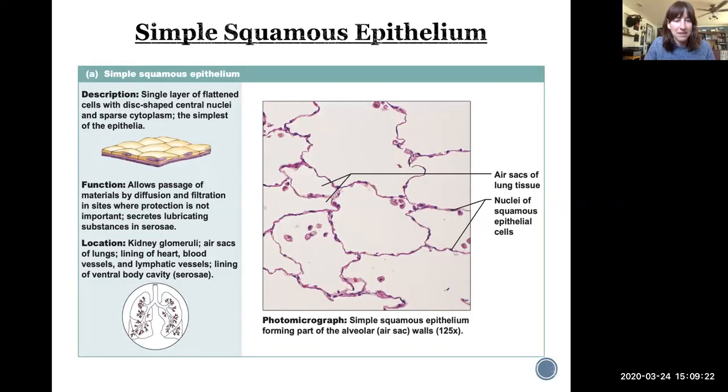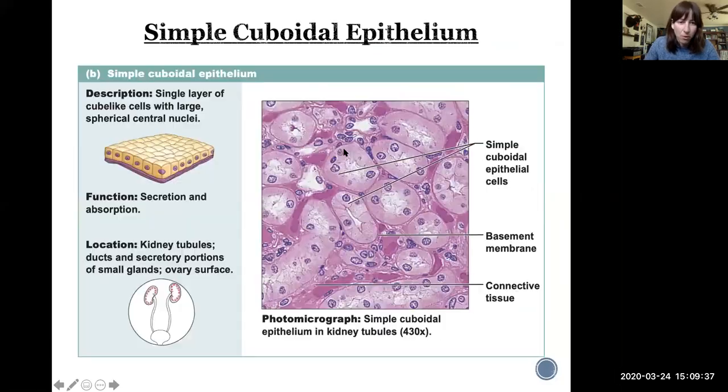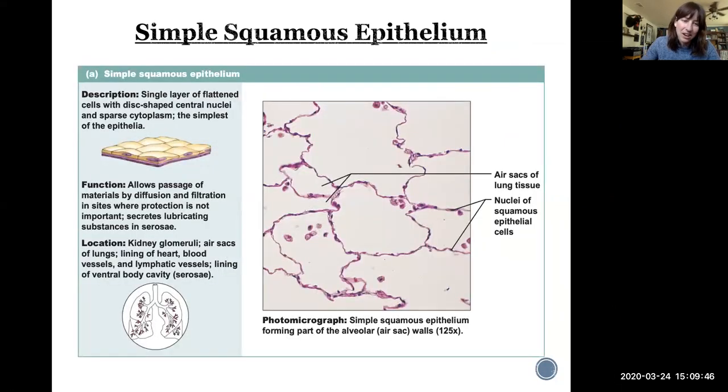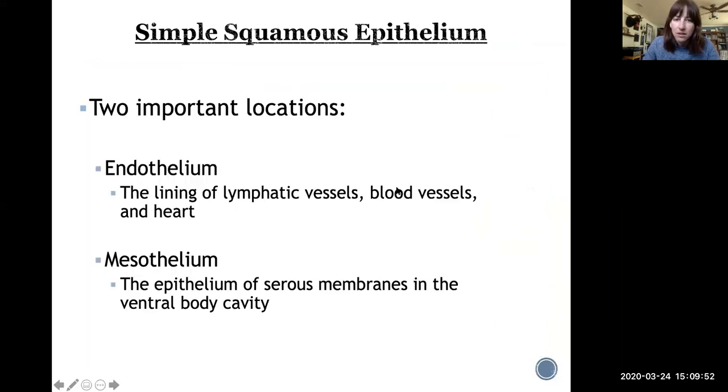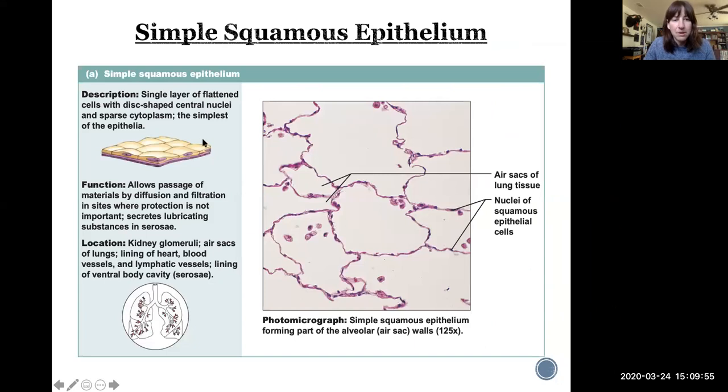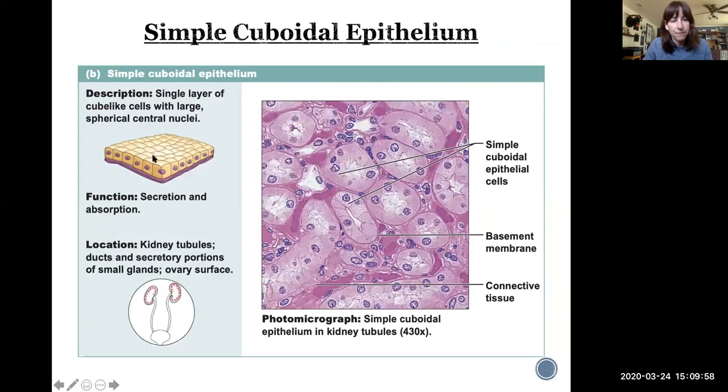So for simple squamous, diffusion and filtration, just know that it's found in kidney glomeruli and air sacs of the lungs. Those are the most important. Most of these don't have many more than like 2 or 3, so it shouldn't be that much, but you kind of gotta know where these different types of tissues are found. So that's simple squamous versus simple cuboidal and where they are found. Any other questions? I'm gonna move on to simple columnar.